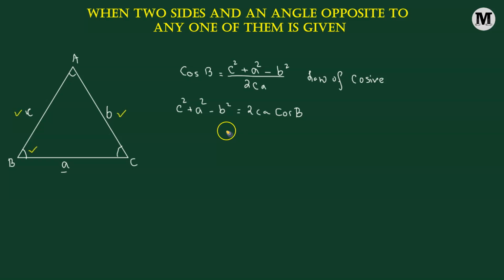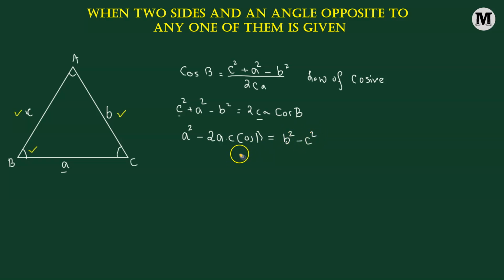Now next we're going to rewrite the terms. Let's keep a squared on the left hand side and then transpose c squared minus b squared to the right hand side. Then also we're going to transpose 2 times c a cosine B to the left hand side, such that we get negative 2 times a times c cosine B, and this is going to be equal to b squared minus c squared.